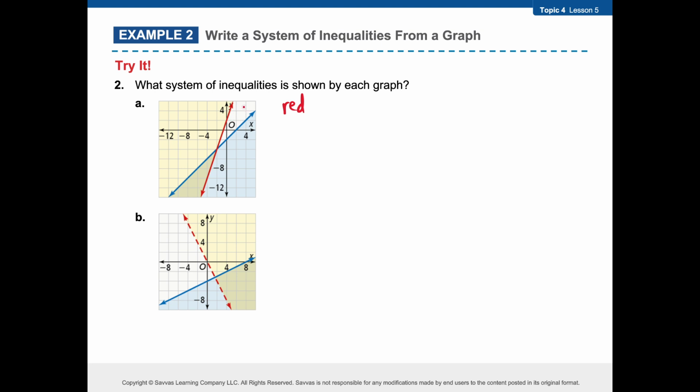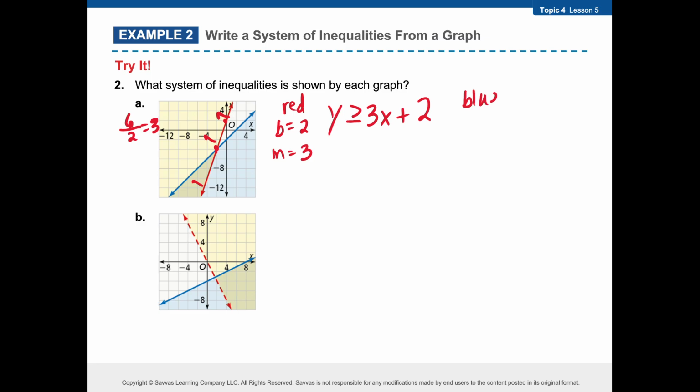My red. Be careful because these are going by 2's. It starts at +2 and then it is going up. There's a point right here. So 2, 4, 6, it goes up 6 and then to the right 2, so that would be a slope of 3. It's a solid line, so I know I need the equal sign. It's shaded above, so y is greater than or equal to 3x plus 2.